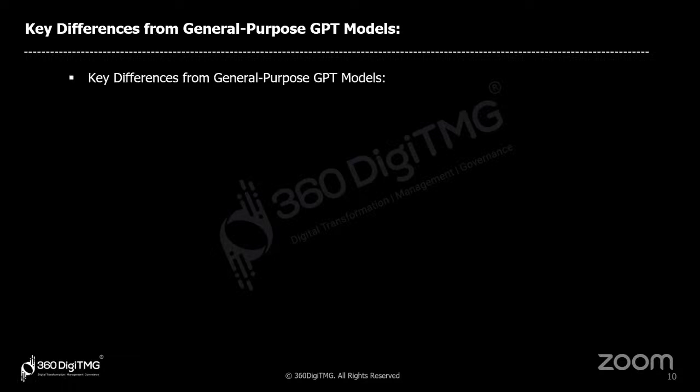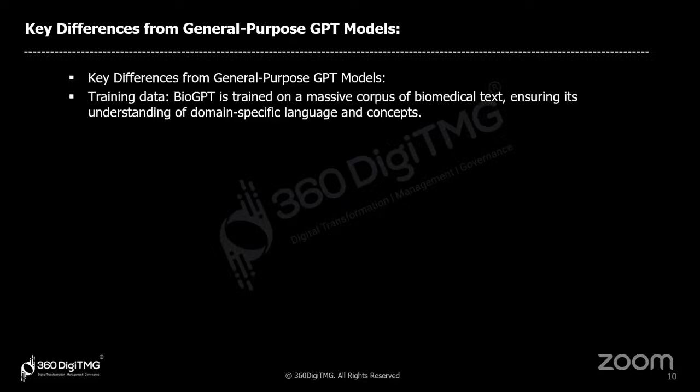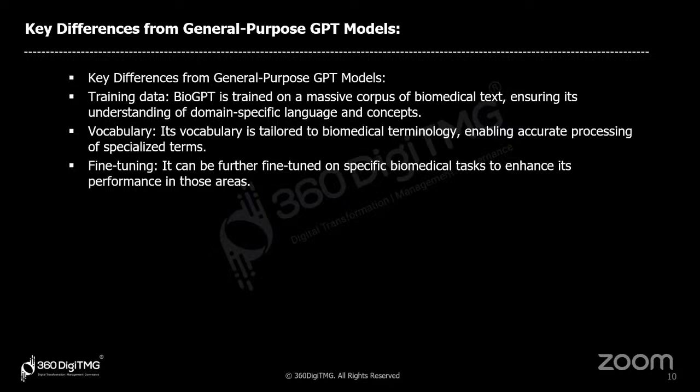Now, what are the key differences between the general purpose GPT and BioGPT? The key difference from the general purpose GPT models is the training data. The GPT model has been trained on all areas, on massive amounts of other datasets, not only biomedical. In BioGPT, the training data is massively biomedical text, which ensures that it will understand the domain-specific language and concepts.